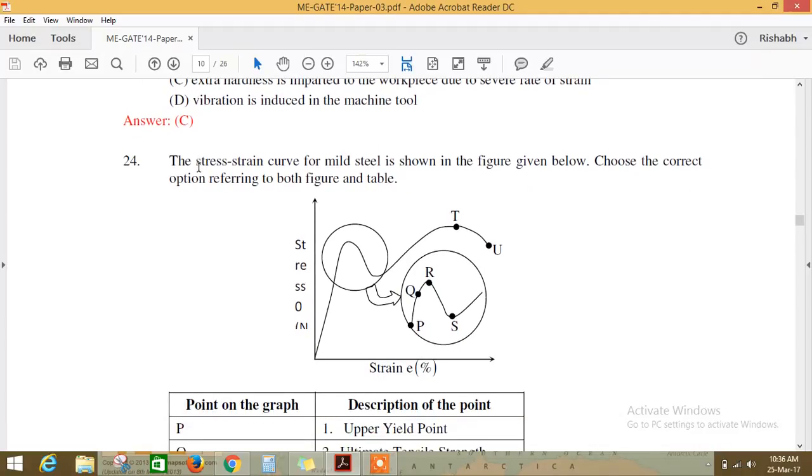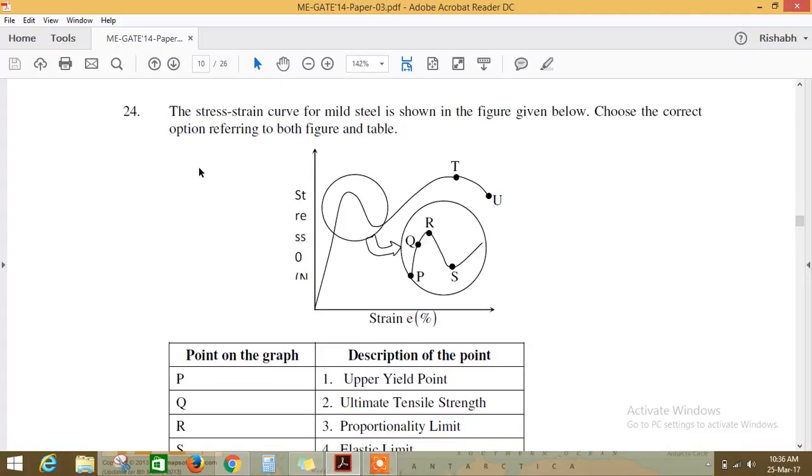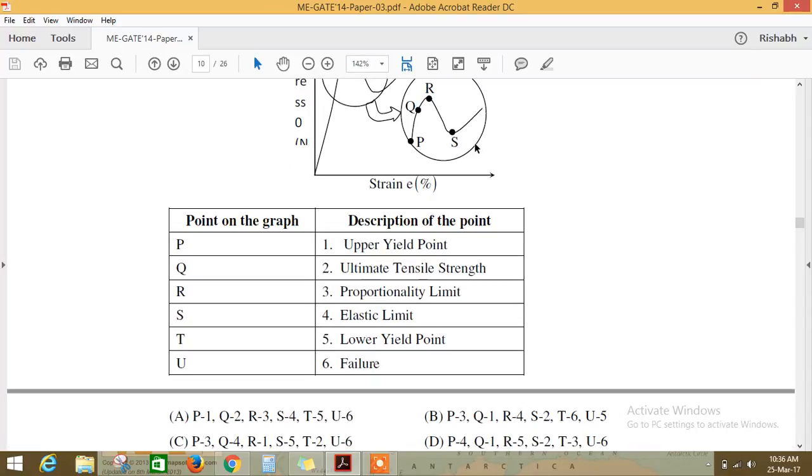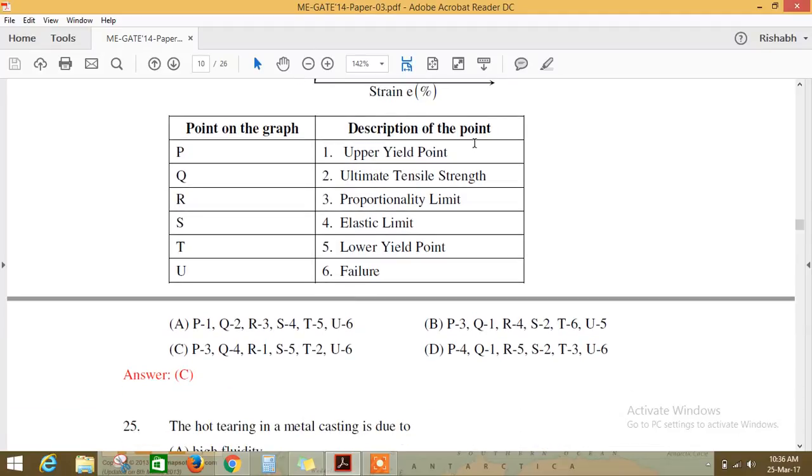Question number 24. The stress strain curve for mild steel is shown in the figure given below. This is a very famous stress strain curve for mild steel. Choose the correct option. Very simple: P is the proportional limit, Q is the elastic limit, R is the upper yield point, S is the lower yield point, T is the ultimate point where the necking starts, and U is the fracture point or failure. So the answer is option C.